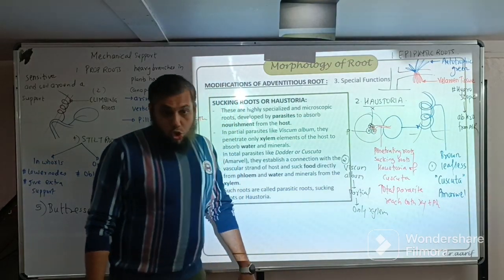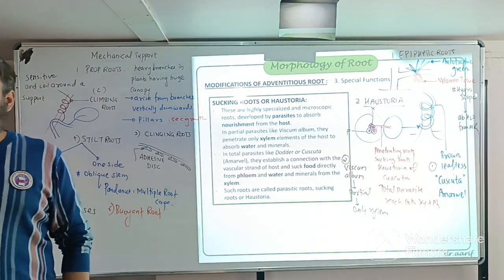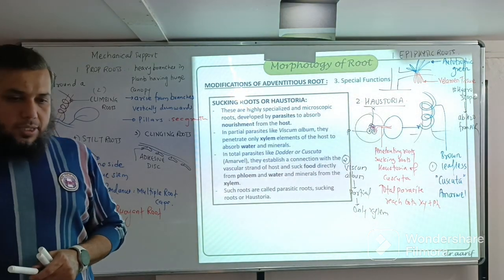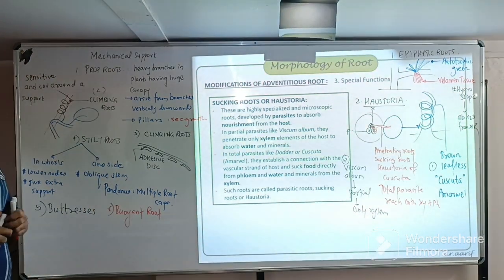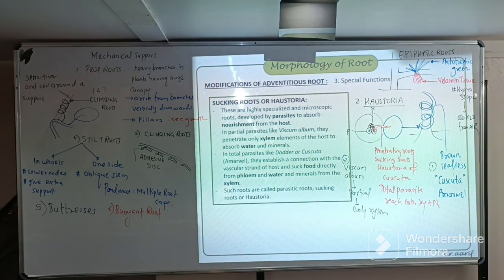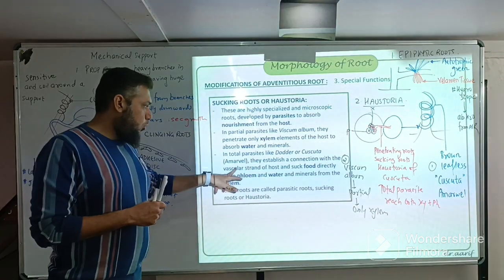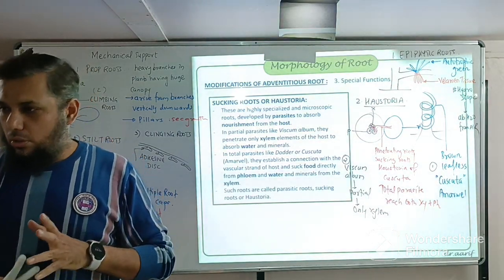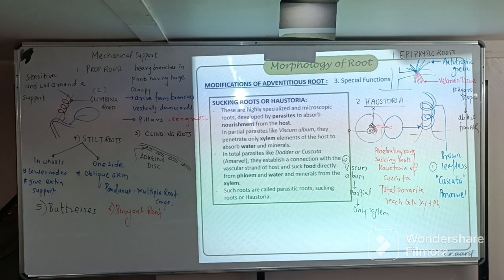But Viscum album has green leaves which can produce its own food. But for its water requirement, it produces haustoria that will penetrate the xylem and take in water. I hope you got it. So such penetrating roots are called sucking roots. They are also called as what? Haustoria. Viscum album is an example of which parasite? Partial parasite. And Cuscuta is an example of total parasite. This is Amarvel. Okay? So this was all about which modifications?